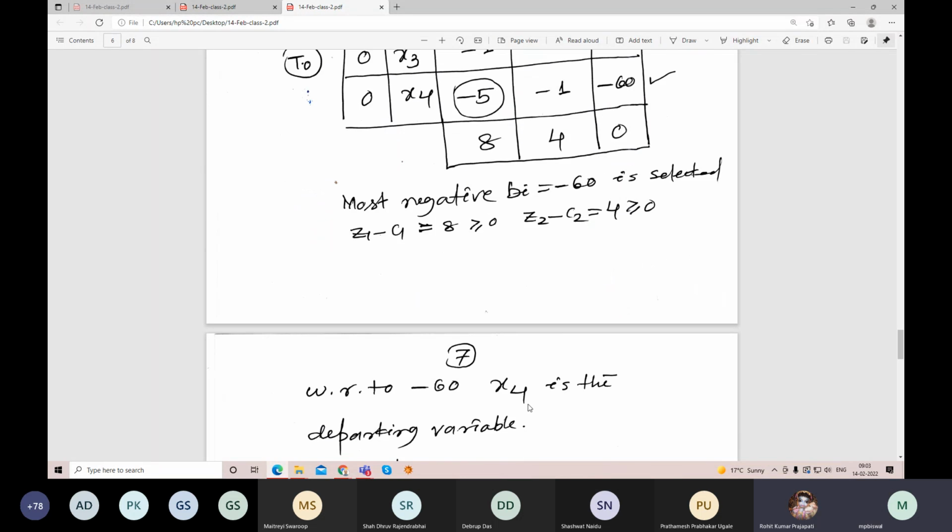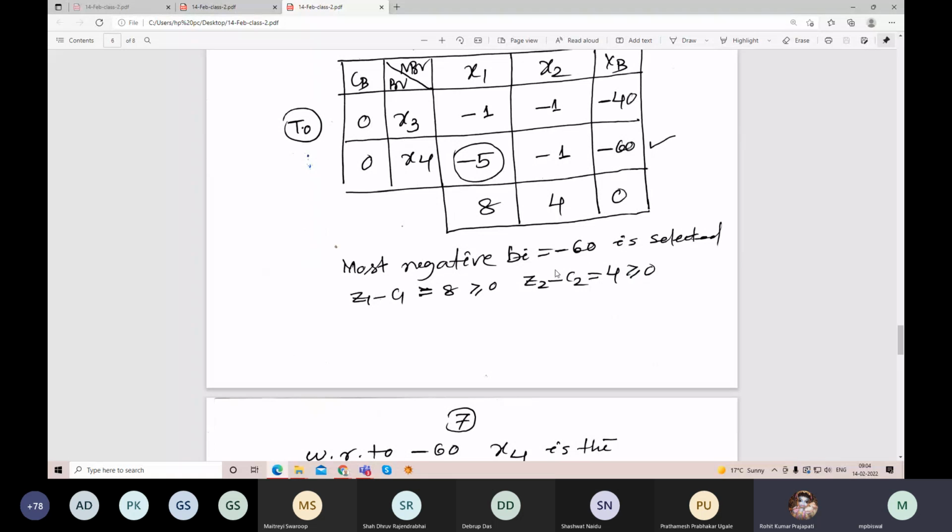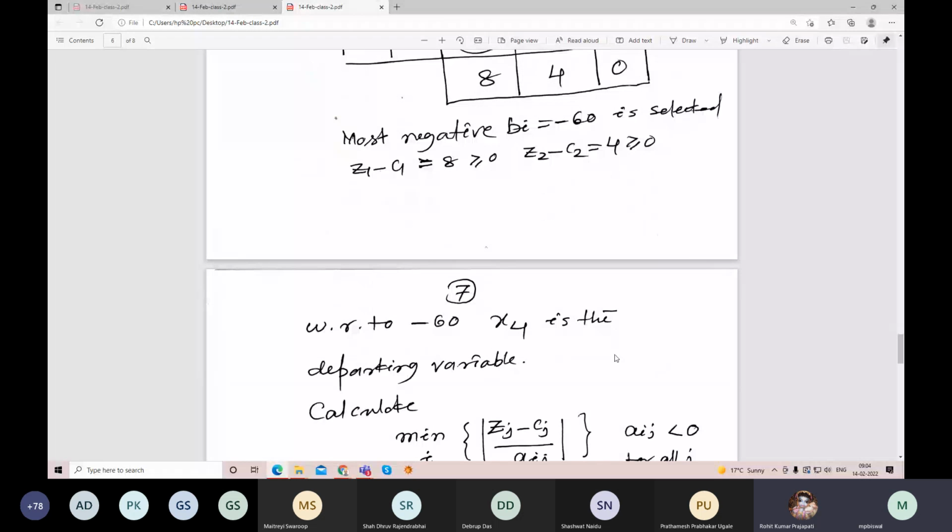Just by mistake I have interchanged here. The first ratio is for the first column and the second for the second column. So 8 divided by 5 in absolute value, that is 8 by 5, and 4 divided by minus 1 in absolute value is 4. So 8 by 5 is the minimum. The minimum ratio says 8 by 5.